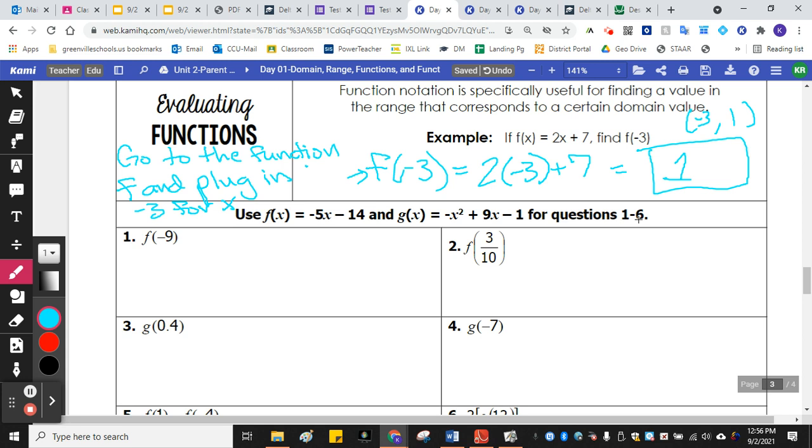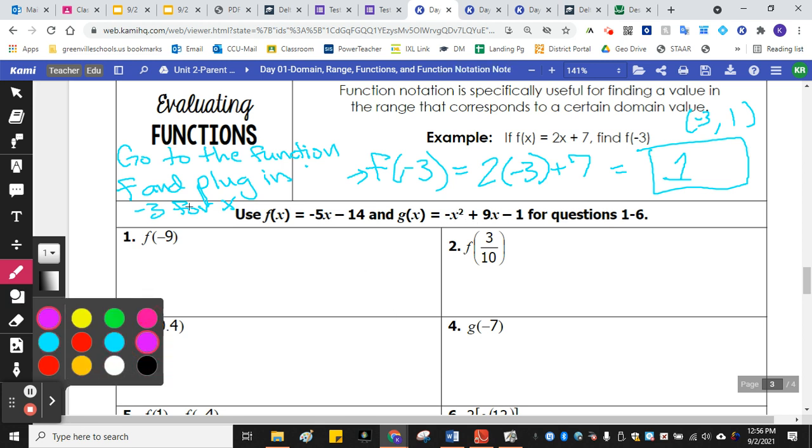So for questions 1 through 6, we're going to use these two functions. F of x equals -5x minus 14. G of x equals -x squared plus 9x minus 1. So I'm going to the f function. I'm plugging in -9.